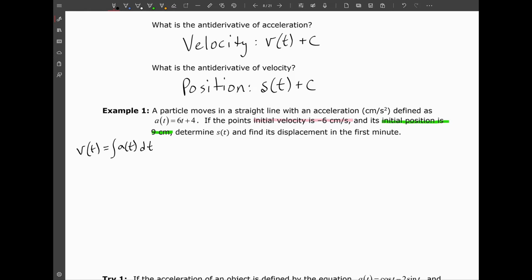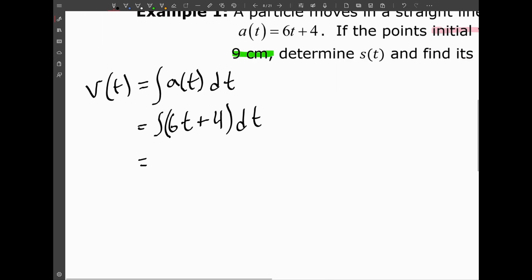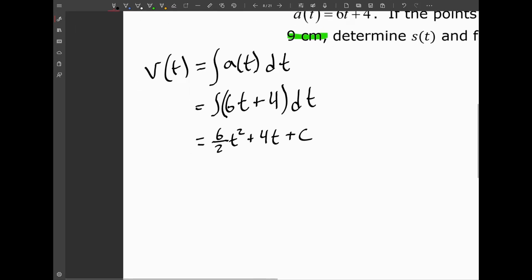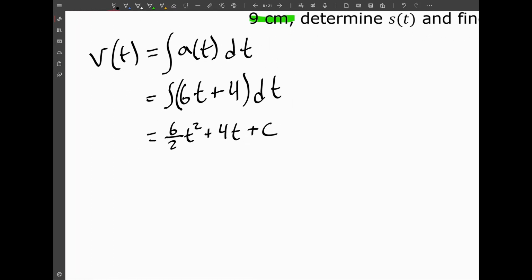Which in this case is going to be the antiderivative of 6t plus 4, which, using our antiderivative skills, we can tell is going to be 6 over 2 t squared plus 4t plus c, or 3t squared plus 4t plus c.